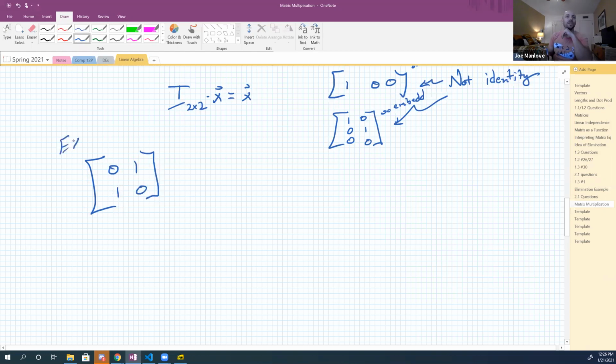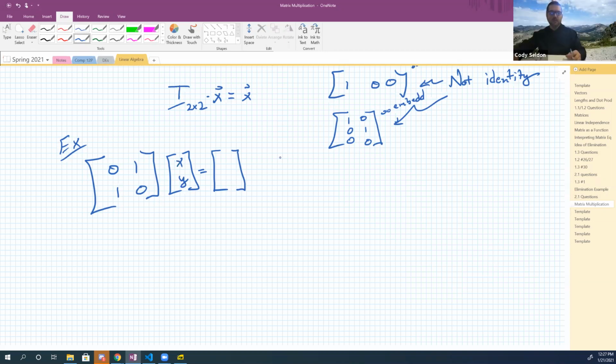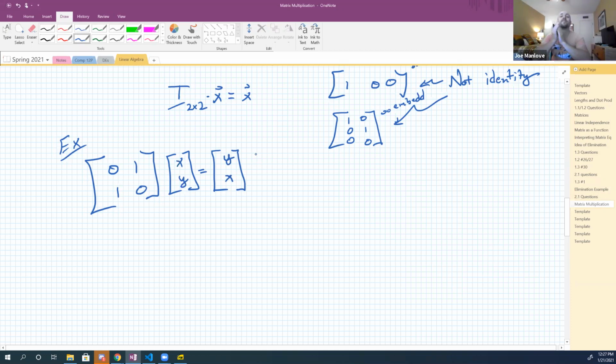Okay, so Jordan wants to know about this matrix. Are you with me? Okay, let's think about what that does to a vector xy. What do you get? Yeah, you get the vector yx. The exchange matrix. Yeah, this one exchanged the rows, right? You guys see that?